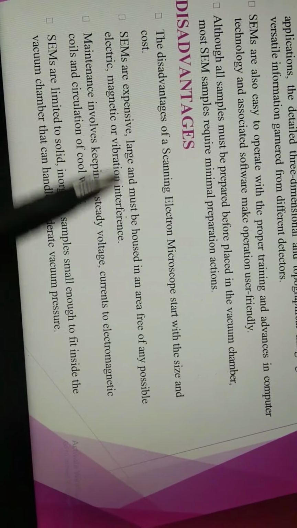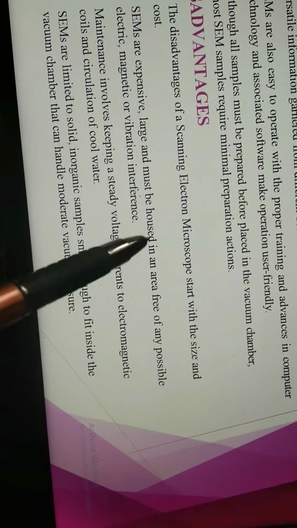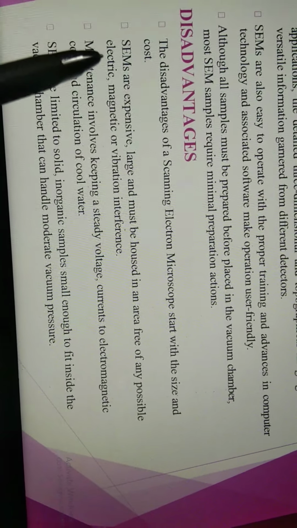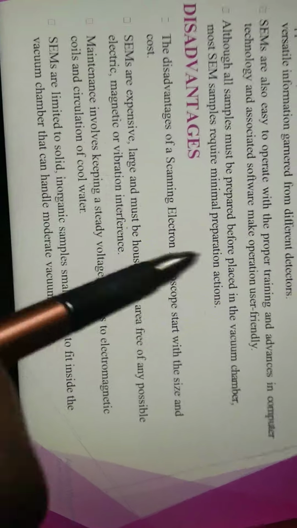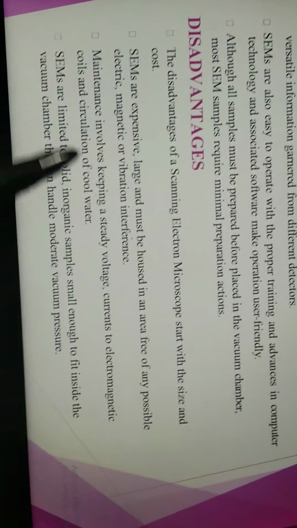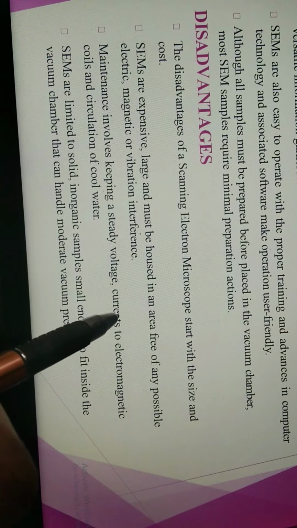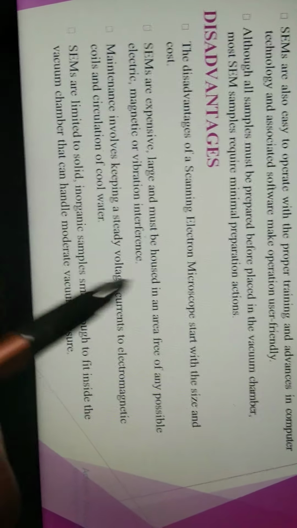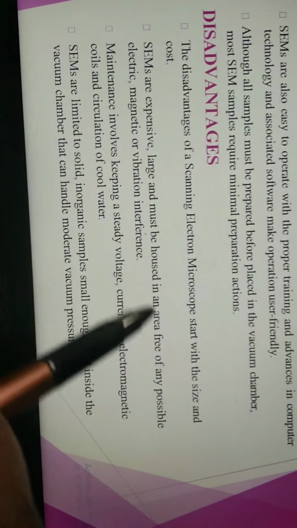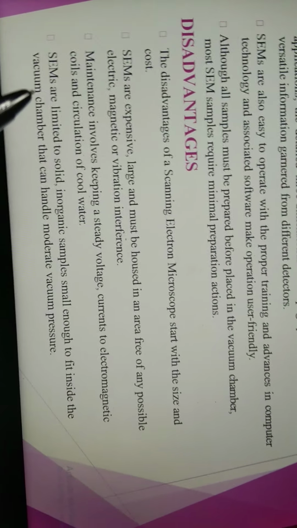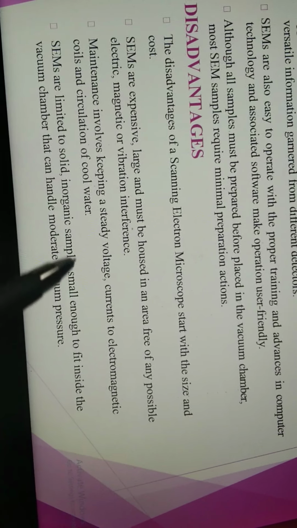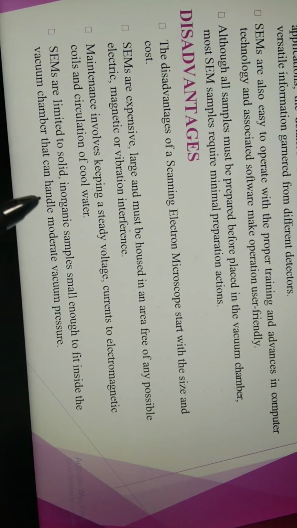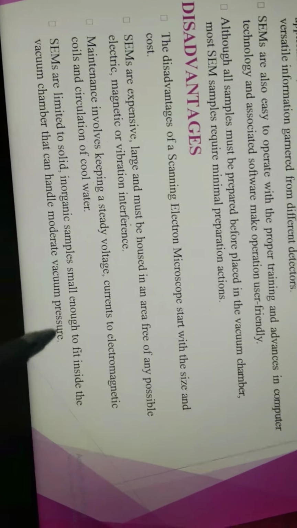Disadvantages are that it is expensive and large and must be housed in an area free of any interference. For example, interference from electric or magnetic fields or any kind of vibration should not be there. Maintenance involves keeping a steady voltage and current to electromagnetic coils, and circulation of cool water should be there. If heating is created, it should be cooled down by the circulation of cold water. Next, the SEM is limited to solid inorganic samples small enough to fit inside the vacuum chamber, and that requires handling at moderate vacuum pressure.